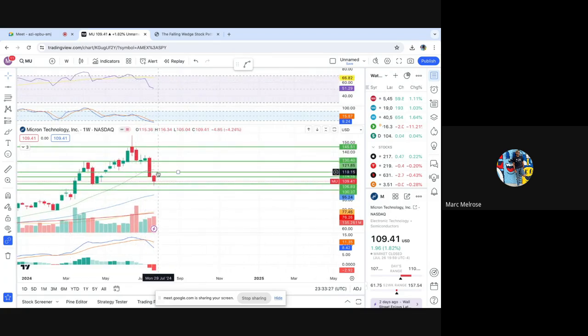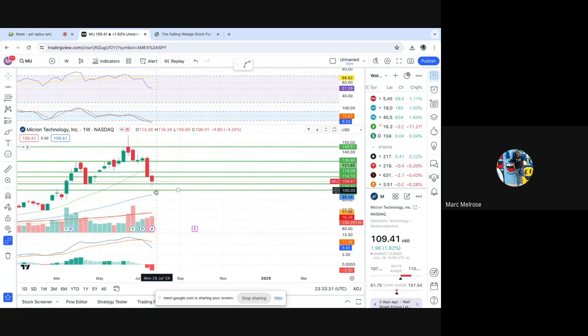Micron. All right, so we have MU. It's sitting at $109, $110. Support is 106. If it was to break below our support that we have drawn, it's going to go to $100. So again, we just had this crossover to the downside on the MACD, which is a bearish indicator. If it was to break below, we're going to see it try to get to $100.